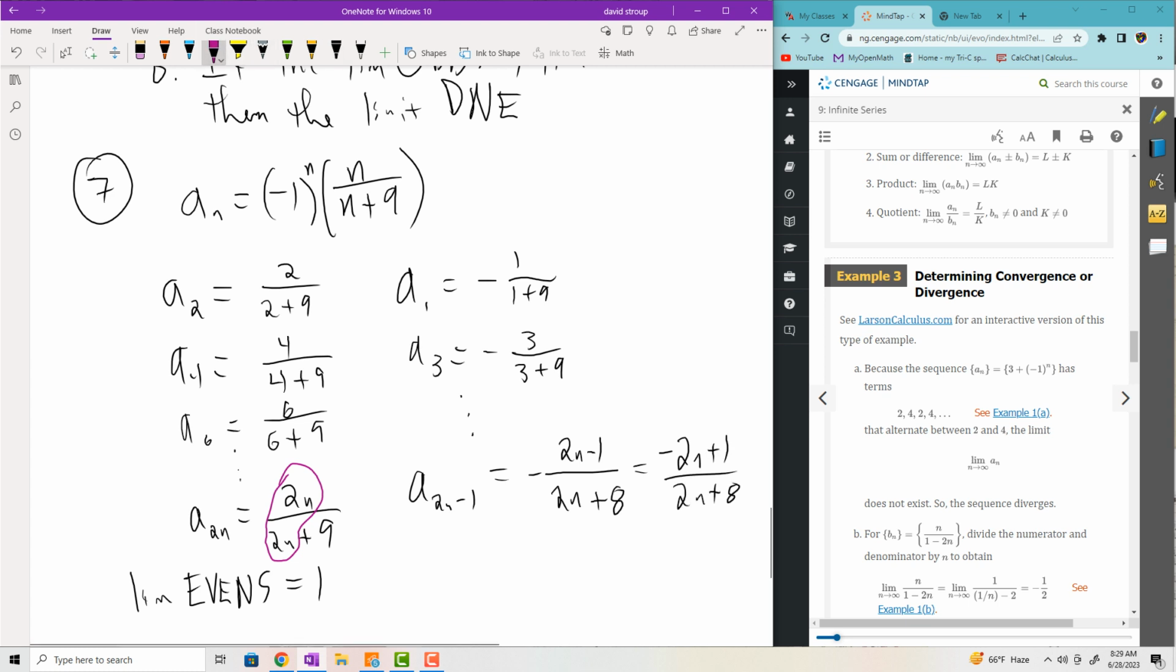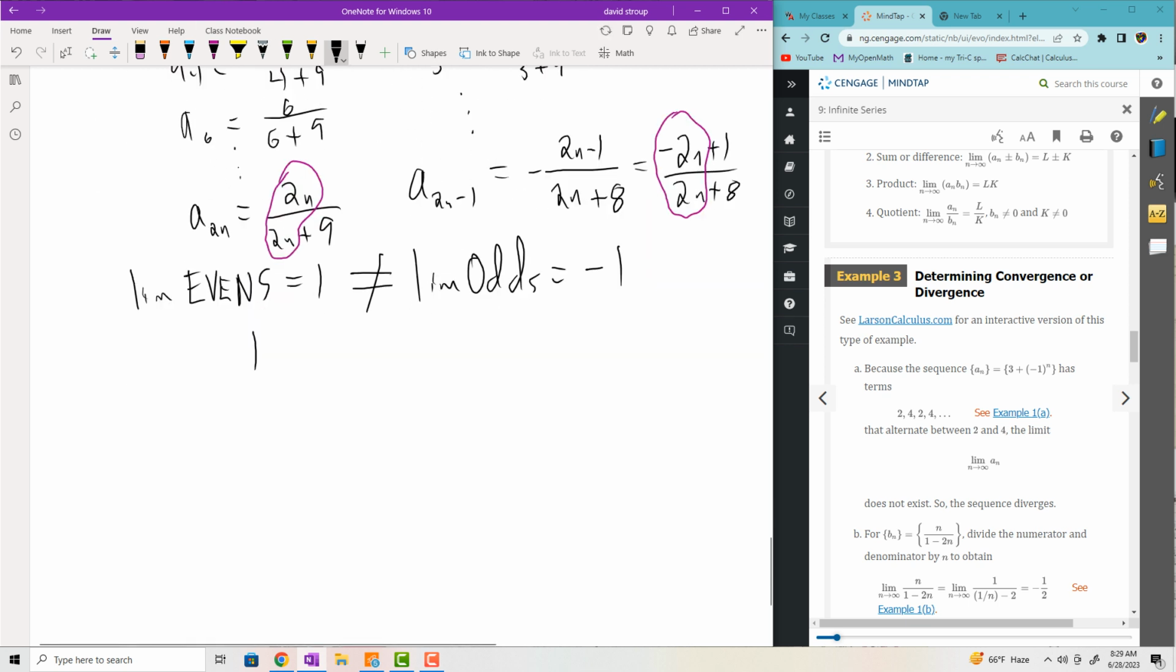And then to find the limit, it's just, circle the high degree terms. And we note the limit of the odds is at negative 2n over 2n, which is negative 1. So these do not equal each other, and therefore the limit does not exist. And that's what I would want to see on a test, rather than just say it alternates in between these two values.